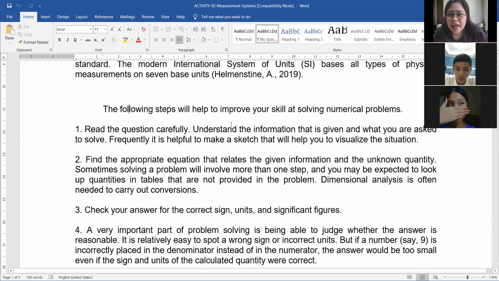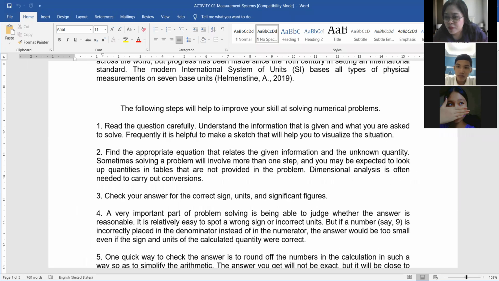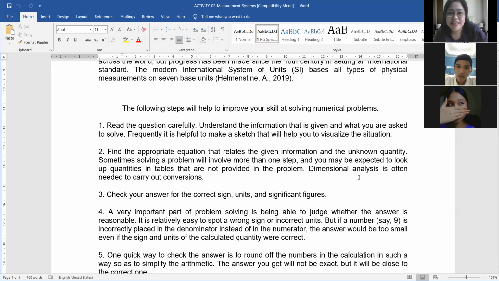Okay, the following steps will help to improve your skill at solving numerical problems. Numerical problems in chemistry are not just mathematics. So what are you going to do? First, you have to read the question carefully so that you can understand it and know what to do in order to solve the problem. Frequently, it is helpful to make a sketch that will help you to visualize the situation. Before attempting to solve the problem, you visualize first the steps that you are going to do to achieve the correct answer.